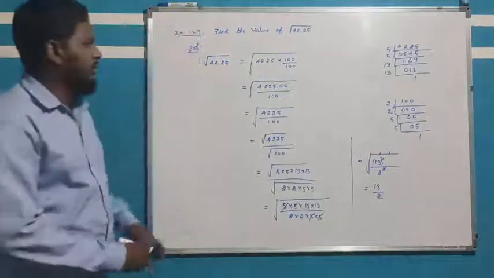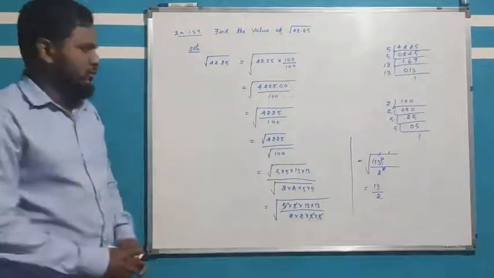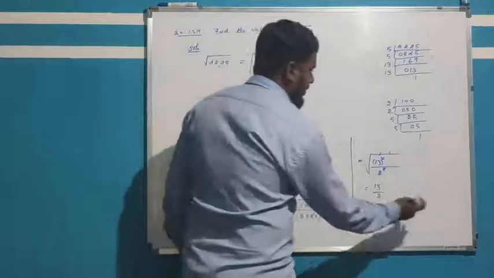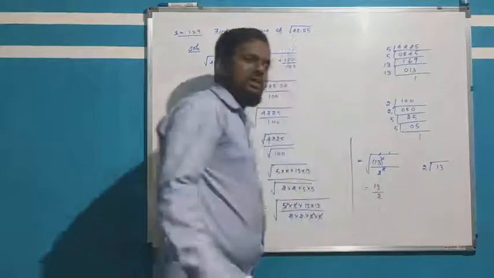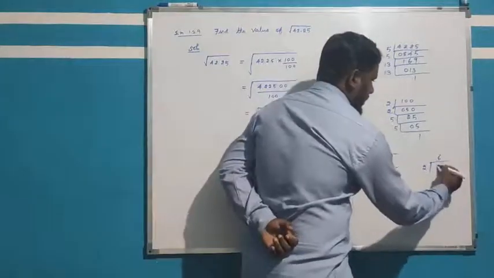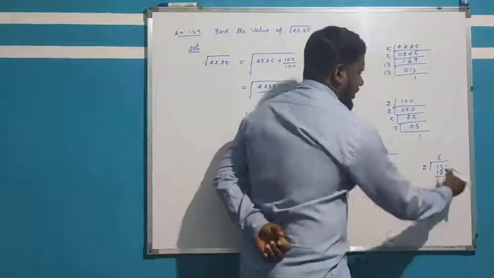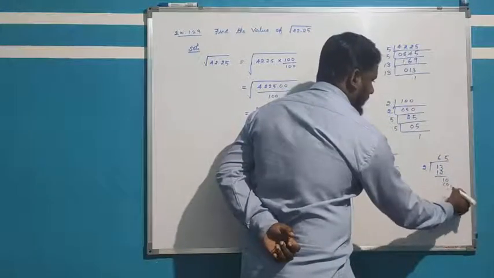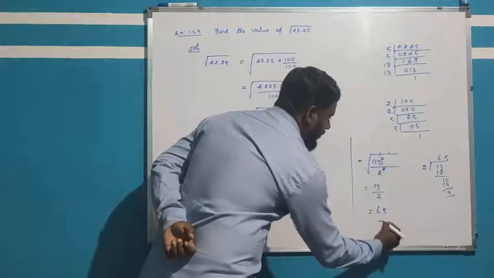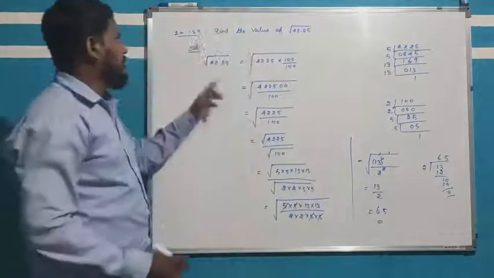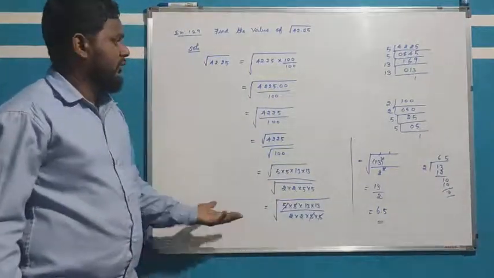The square root of 42.25 is 13 by 2. Or in decimal form, if you divide 13 by 2, 6 twos are 12, balance 1, put the point, take down a 0, 5 twos are 10. So the decimal is 6.5. The square root of 42.25 is 6.5. In this way also we can find it.